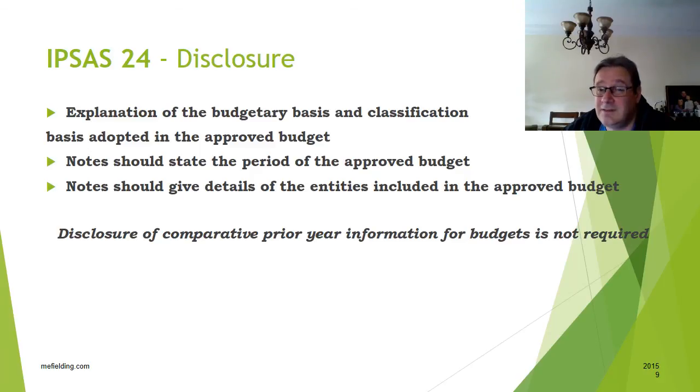That's not too big, and it's usually 1 year, though some governments now have rolling budgets in some departments. And the note should give details of the entities included. So what's included and what's not included. And once again, it's just the material ones. Finally, disclosure of comparative prior year information for budgets is not required. So, self-explanatory. No prior year information. Right, there you go.